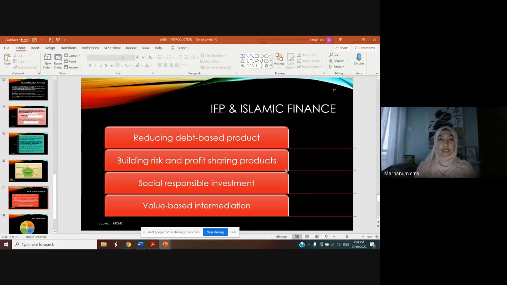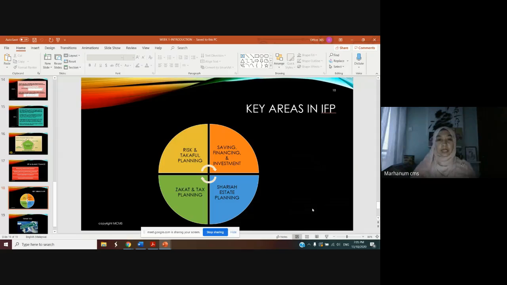So IFP and Islamic finance is actually to reduce debt-based products, even though there are many debt-based products nowadays in the industry. It builds risk and profit sharing products through investment, socially responsible investment, and value-based intermediation, where the bank as intermediary creates value to the customer. So the key areas in IFP: saving, financing and investment, risk and takaful planning, Sharia estate planning, zakat and tax planning. We will capture all these elements every week.